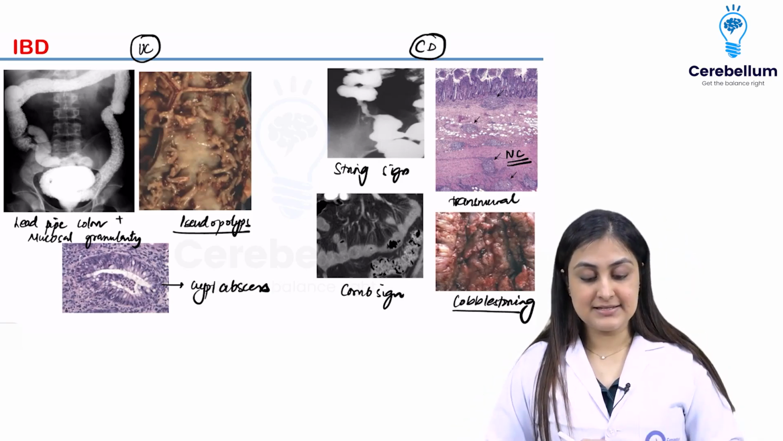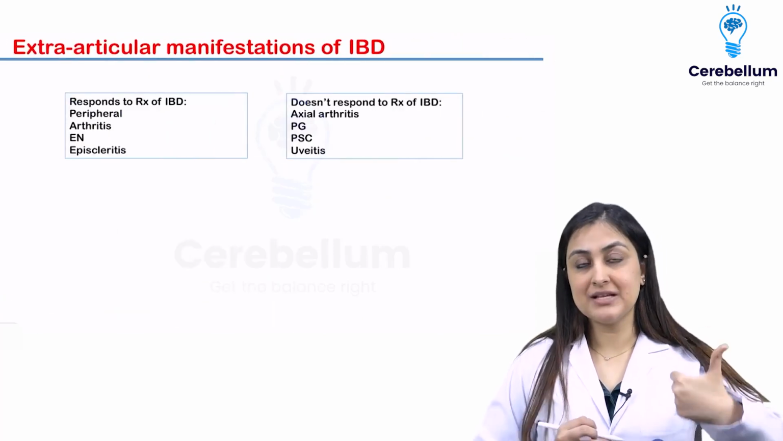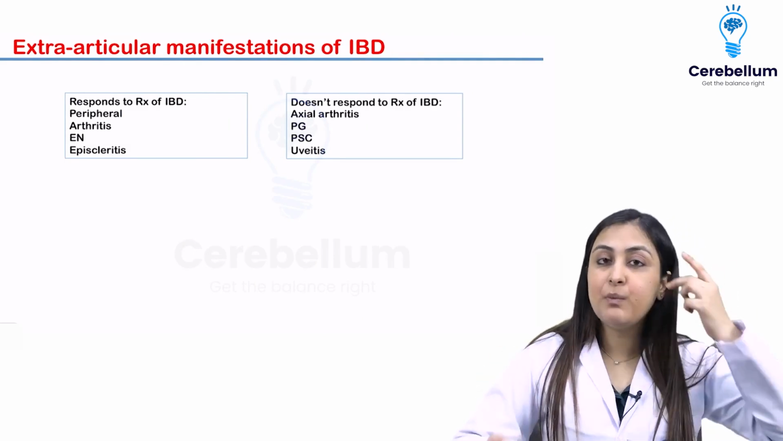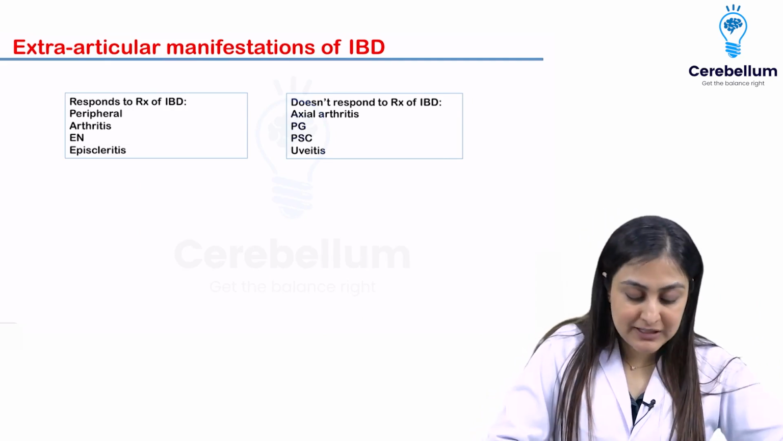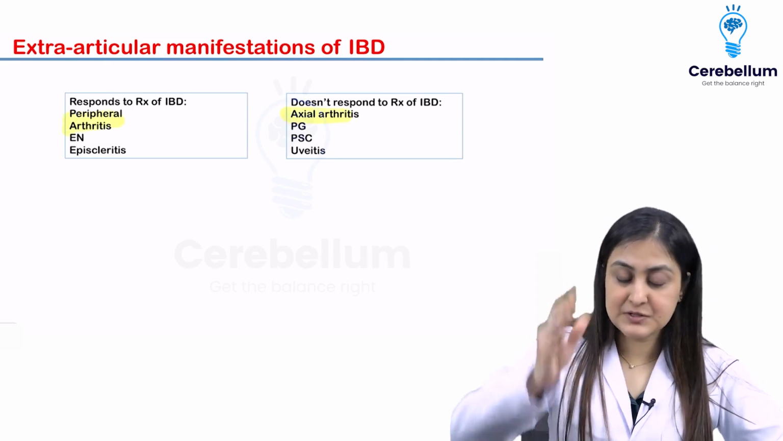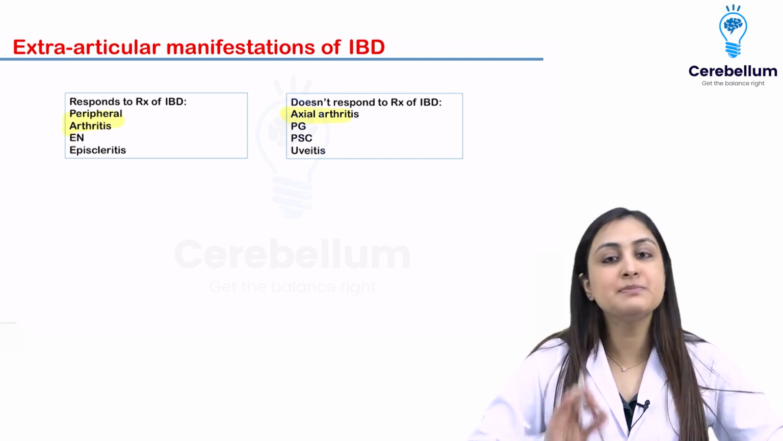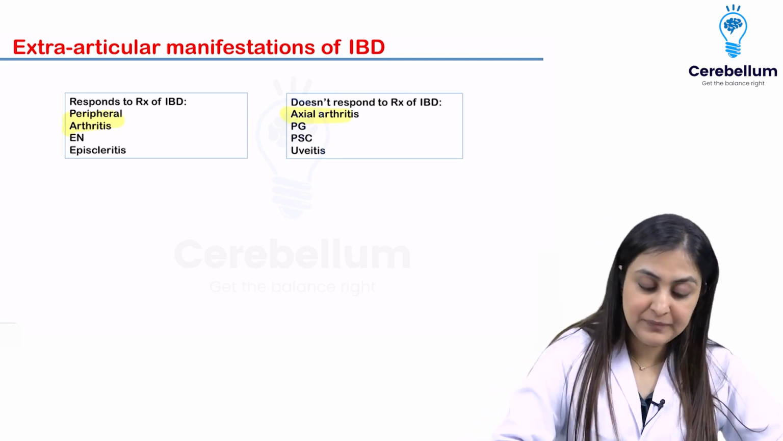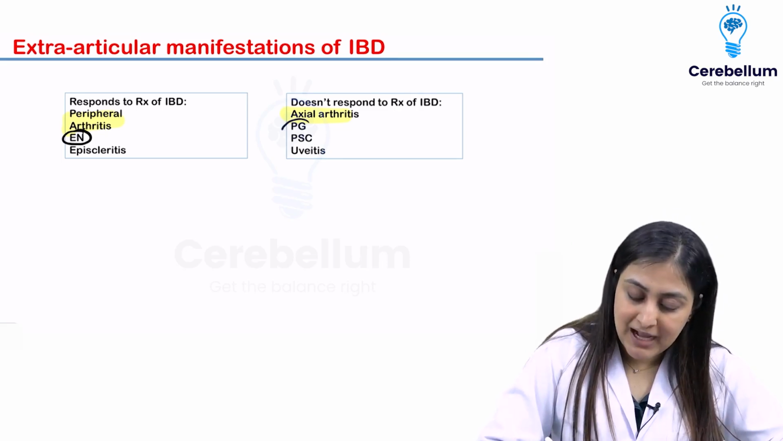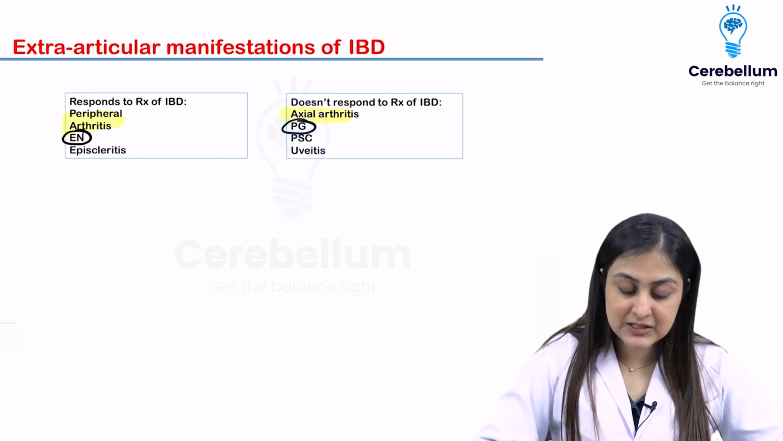Okay, so this takes care of IBD for us. Apart from this, one question comes about the extra-articular manifestations. Which of these respond to the primary treatment of IBD? So peripheral arthritis will respond, but axial spondyloarthropathy is a manifestation. Axial arthropathy, spine, does not respond. Okay, then erythema nodosum responds, but pyoderma gangrenosum doesn't respond. So both of these are cutaneous manifestations.